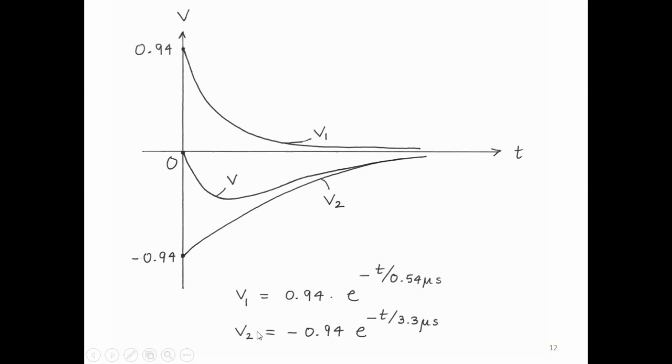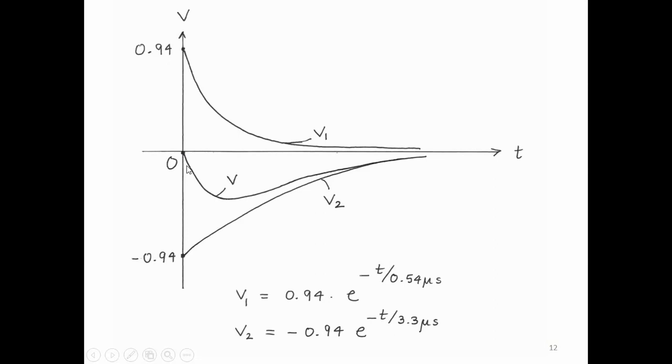Both of them at t equal to 0 have a value of plus 0.94 and minus 0.94. So V1 starts out at plus 0.94. V2 starts out at minus 0.94. V1 decays exponentially. It decays faster than V2. V2 decays slower. It is always negative. The sum of these two, if you think about it, will always be negative. Of course, at t equal to 0, the sum is exactly 0 because both of them are equal and opposite.